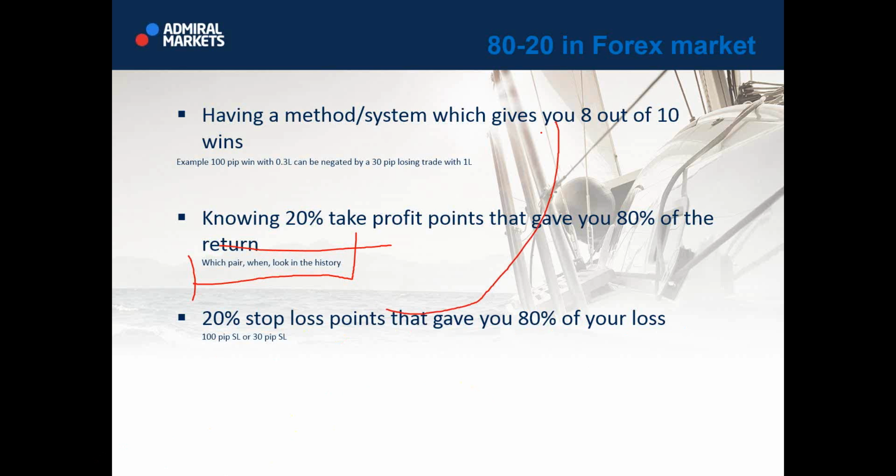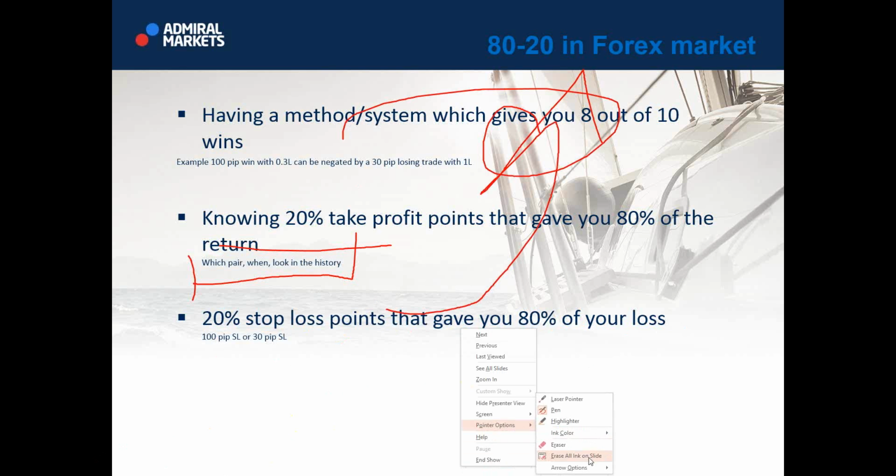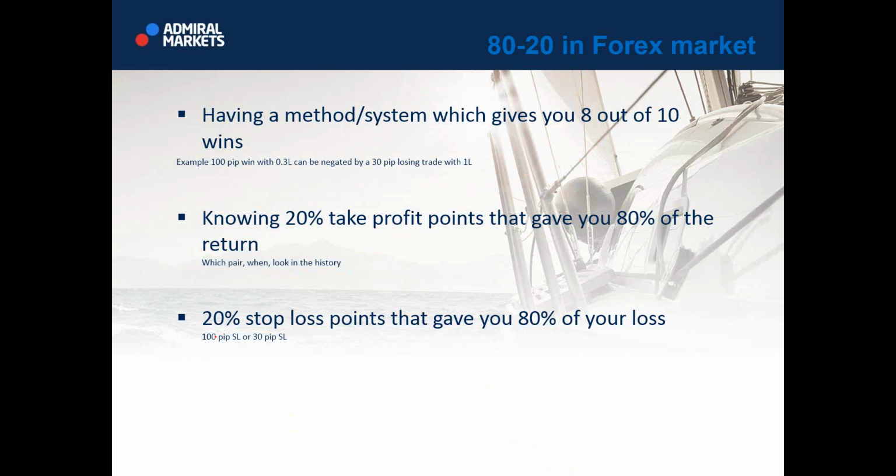We come to the first point here. You may have a good system, but maybe you made a trade with a 100 pip stop loss instead of a 30 pip stop loss. So 20% of stop loss points usually will give you 80% of your loss. Why? Because you didn't respect your system, you didn't respect your management.